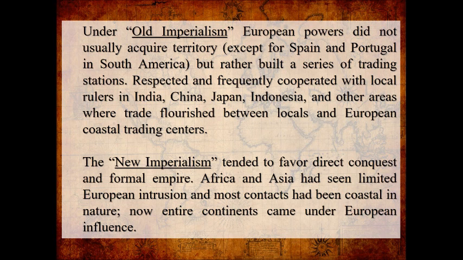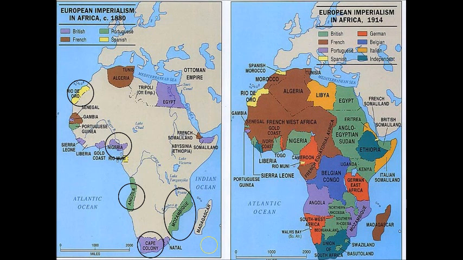The new imperialism tended to favor direct conquest and formal empire. Africa and Asia had seen limited European intrusion, and most contacts had been coastal in nature. Now entire continents came under European influence. The two maps seen here will give us a better understanding between old imperialism and new imperialism. Old imperialism is on the left, and new imperialism is on the right.